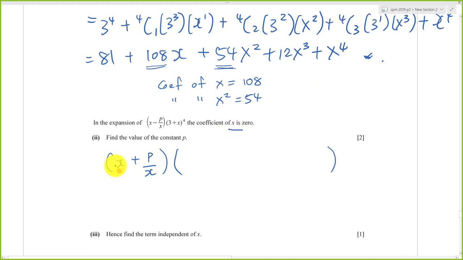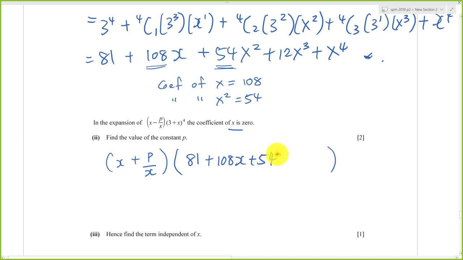So, I need to think like x multiply which term here, I will get x power 1. P over x multiply which term here, I will get x power 1. So, if you understand what I'm saying here, I will put the 81 here, because x multiply 81 give me 81x. And then this term is actually not so useful, but if you want, you can just write it.